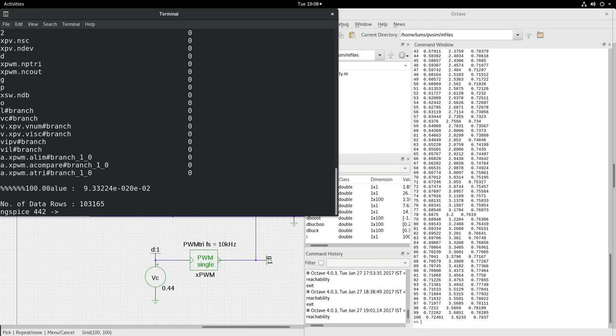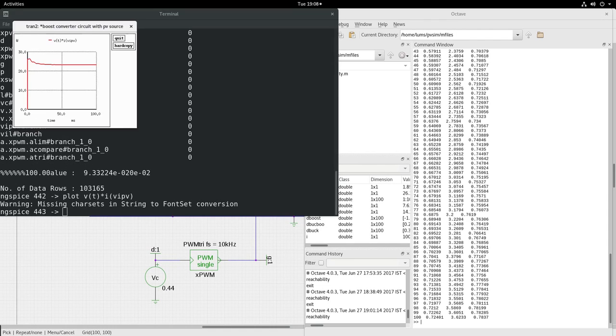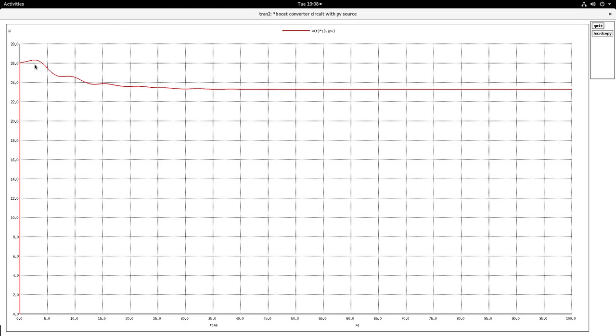After running the simulation, I expect now that the input power coming out of the PV panel will not be peak power. So it will be much less than that. So let us view that. You will see that the peak power was at 26 watts. Now it is lower, somewhere around 23 watts.